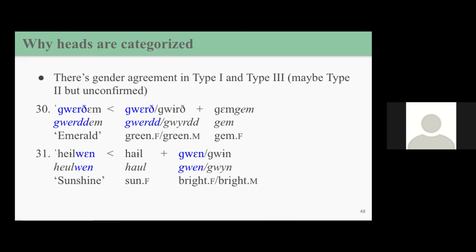We also get some gender agreement in type 1 and type 3. Not sure about type 2 because of the weird adjectives. And here you would just get the feminine form, the feminine allomorph.